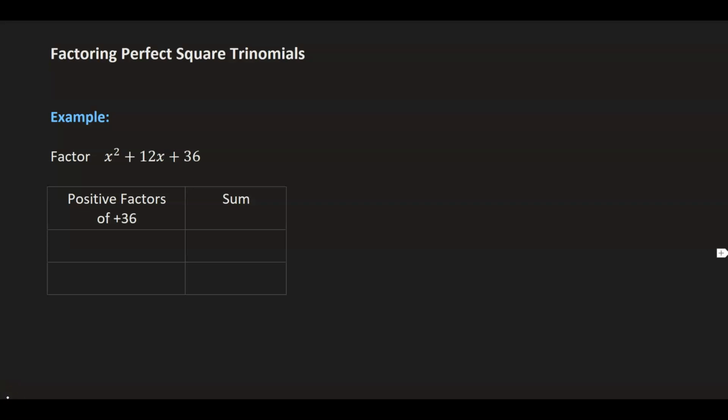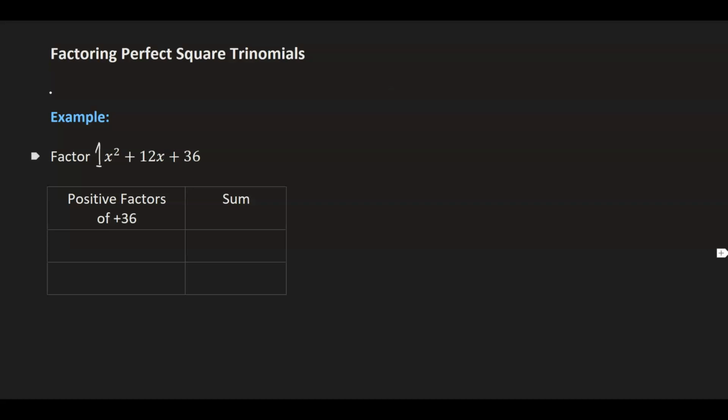Now this one in particular happens to be called a perfect square trinomial. We will see why it has that name after we get our answer. Can't always tell right from the start. After a while you might be able to recognize them, but right now it's hard to tell why it is a perfect square trinomial. Let's use the same process.